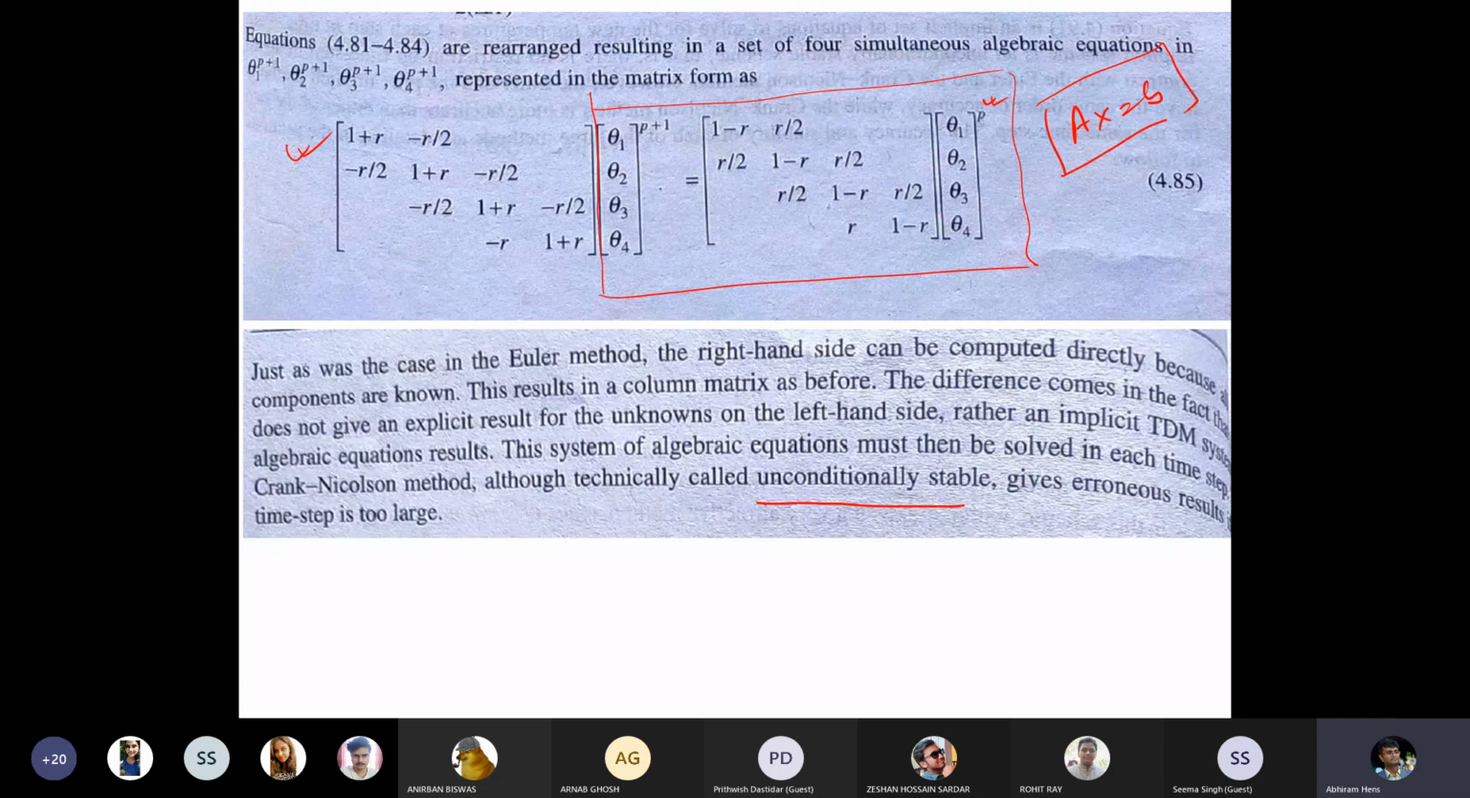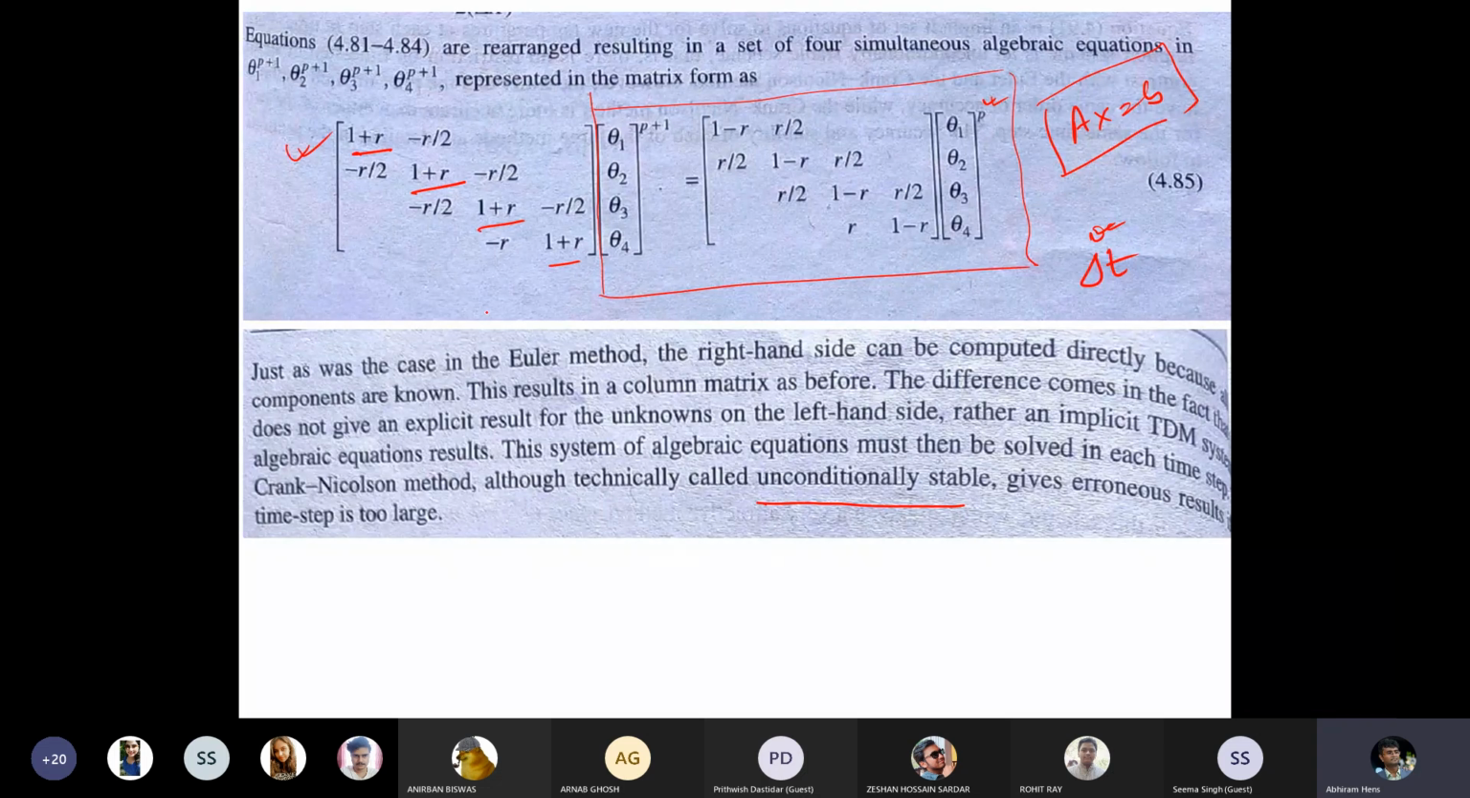Unconditionally stable means you can take any value of delta t. Earlier there was a restriction that delta t by delta x square should be less than 0.5, like that. So here, although it is unconditionally stable, meaning you can take any value of delta t, because here your possibility is only 1 plus r, no negative sign is there, so you can take any value.